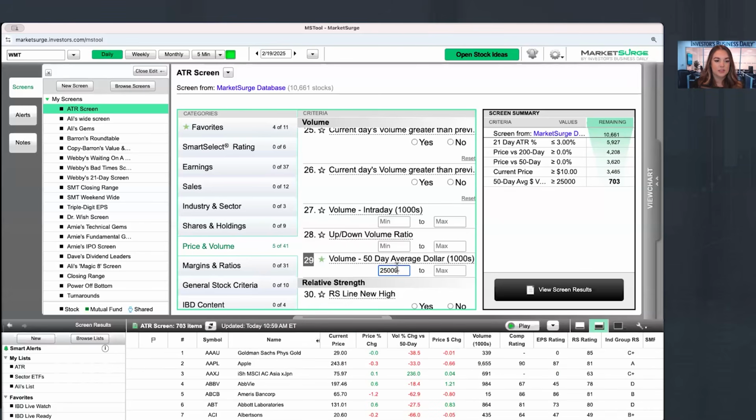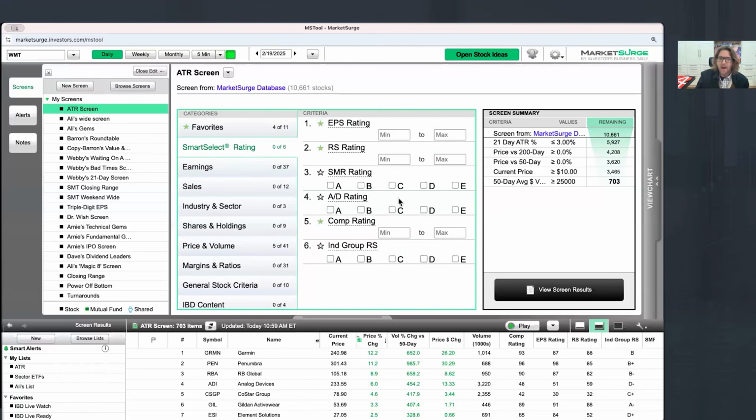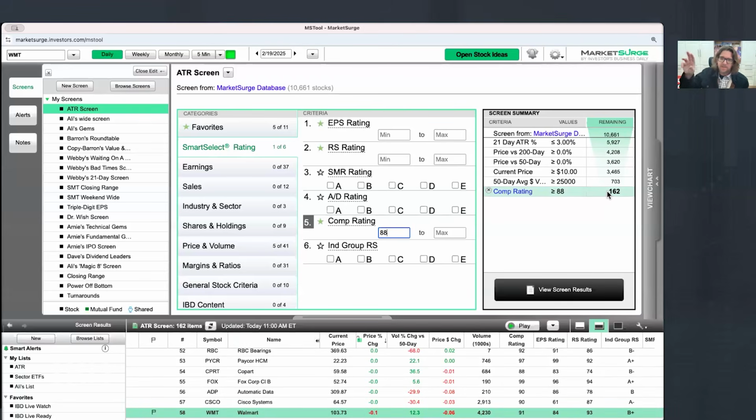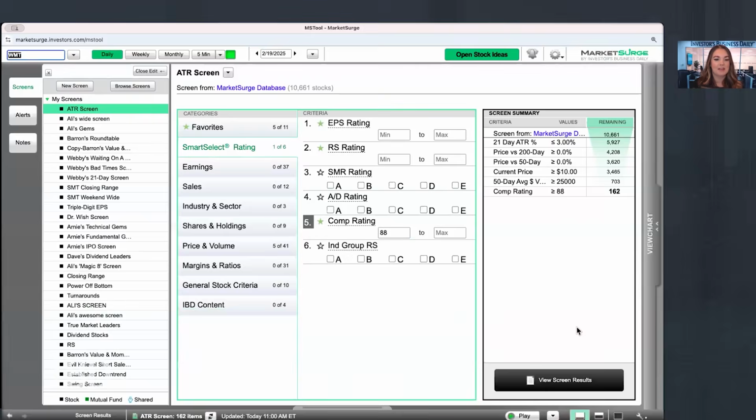703. And if that's too many for you, you can bump that average volume up to 75 million. If that's still too much, then I would start with your 200-day moving average and I would bump that up to over 10% above your 200-day. And then on top of that, let's just slap a composite rating on there of 88 or higher, which 88 was Bill's favorite number for composite. And that'll automatically exclude all the ETFs and things. So now only 162. That's a manageable screen. Done in 10 minutes. Boom. Great stuff. Thank you, Webby.